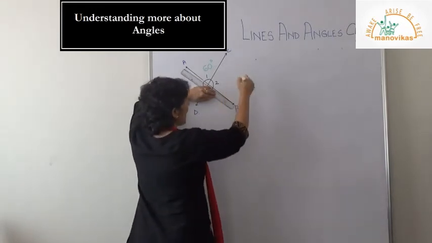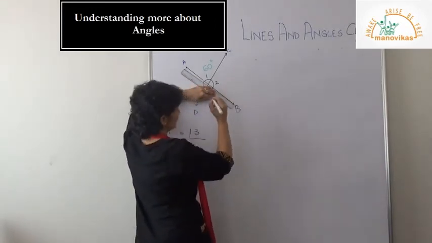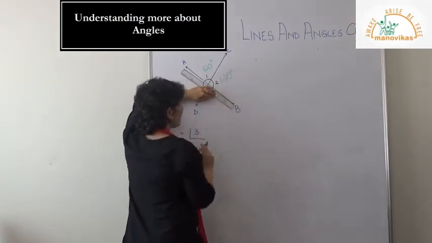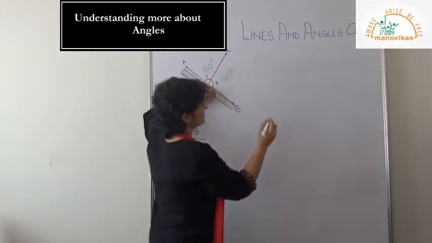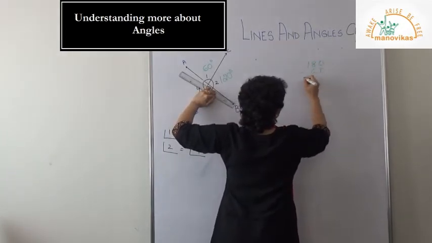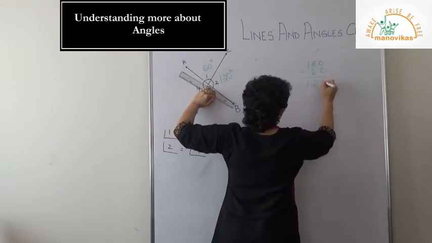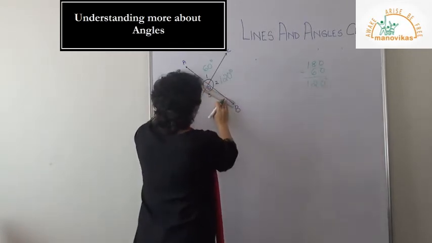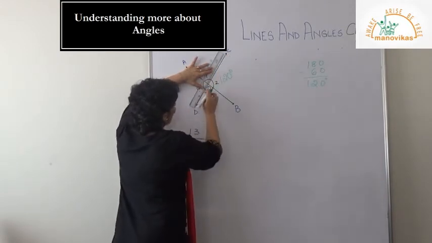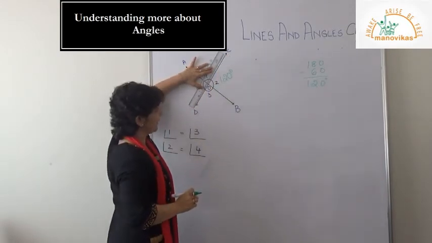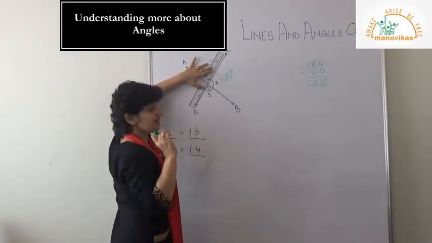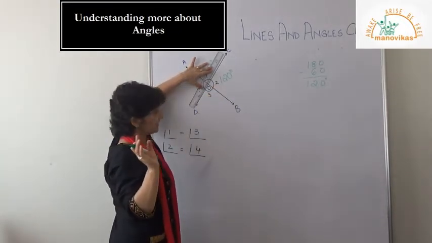It will be 180 minus 60. That means this is equal to 120 degrees, right? Because 180 minus 60 would give me 120 degrees. Correct? Now let's go to this straight line, children. COD. Again I have a straight line. Correct? And I know the sum of angle 2 plus angle 3 is equal to 180 degrees.